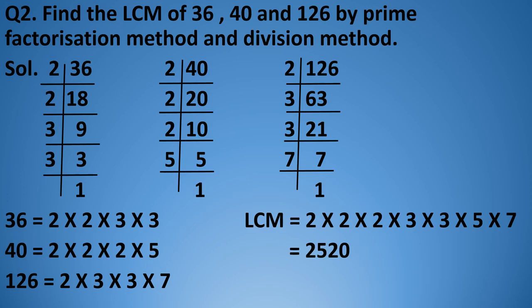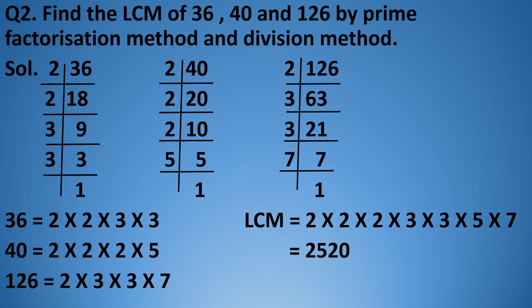Okay, see how. 2 comes in 36 2 times. In 40, 2 occurs 3 times. And in 126, 2 occurs 1 time. So the maximum number of times it occurs is 3. So we will write down 2 3 times. Now come to 3. In 36, 3 occurs 2 times. In 40, 3 is not there, but in 126, 1 time. So the maximum number of times 3 occurs is 2 times. So write down 3 two times.